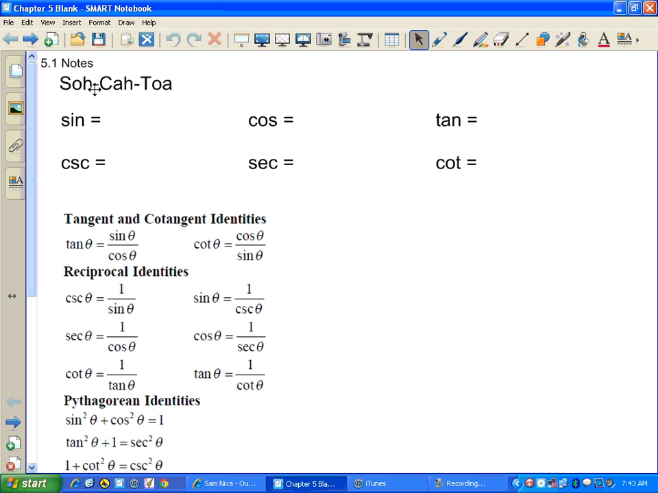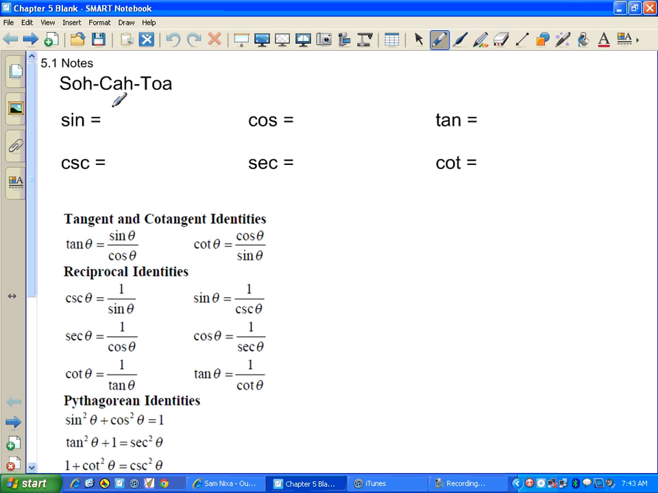Before we get into those, I want to go over SOHCAHTOA and how it relates to our reciprocal functions. Okay, reciprocal functions: cosecant, secant, cotangent. They're also called the co-functions, which we'll get to later and see what the difference is between calling them reciprocal functions and co-functions.